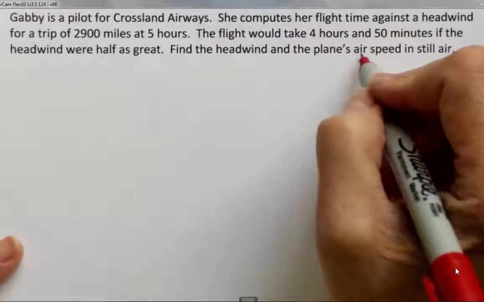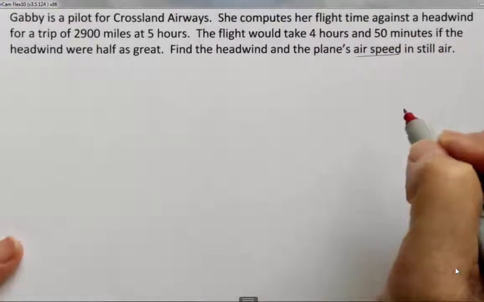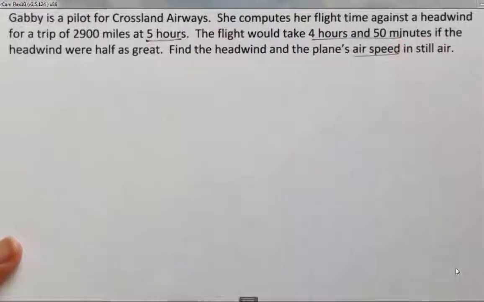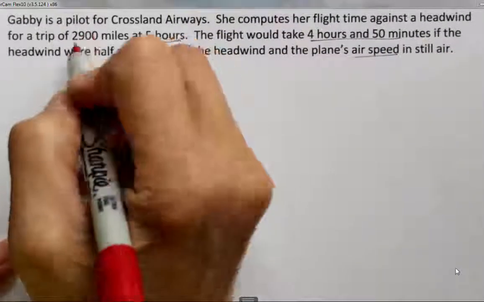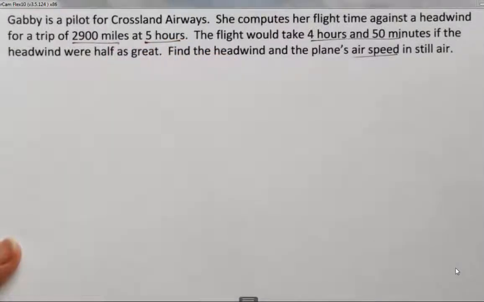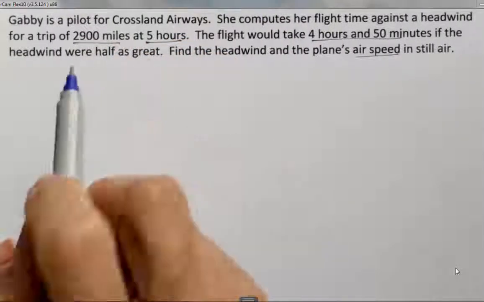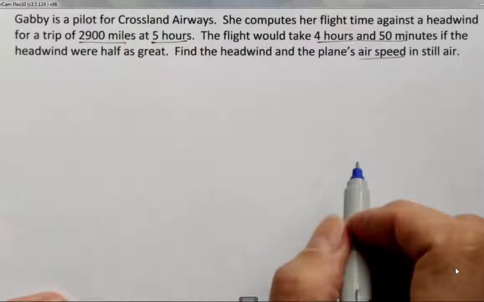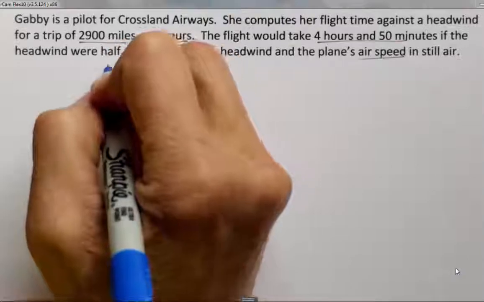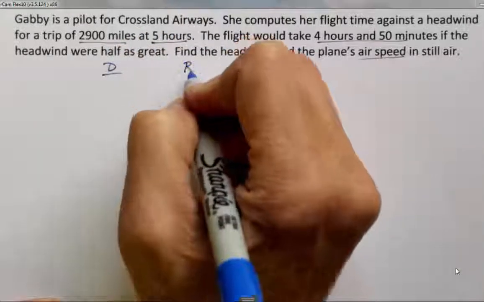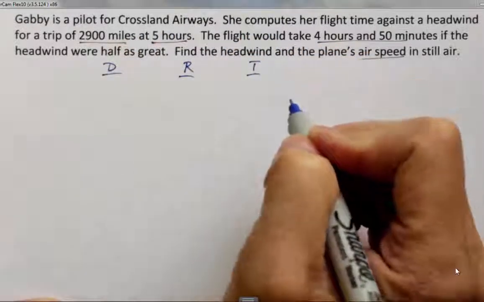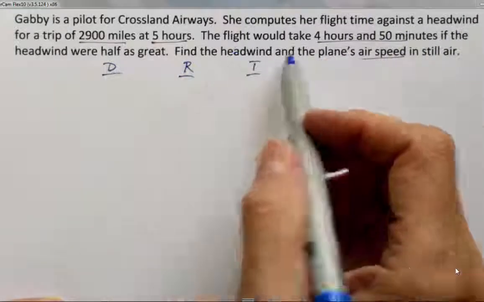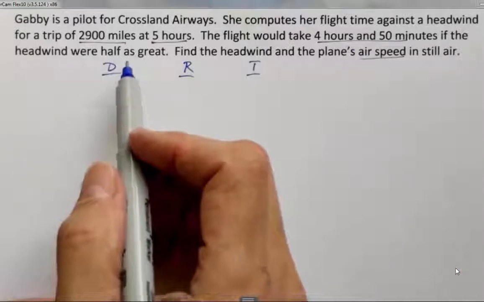So we're looking for an airspeed, which is a rate, and we have our flight times of 5 hours and 4 hours and 50 minutes. And we have a distance. So we're talking about a uniform motion problem, which is distance, rate, and time. So we're going to need to make a chart where we have our distance at the top, our rate, and our time. And then we're going to be talking about going against a headwind, and then against a headwind if the headwind were half as great.